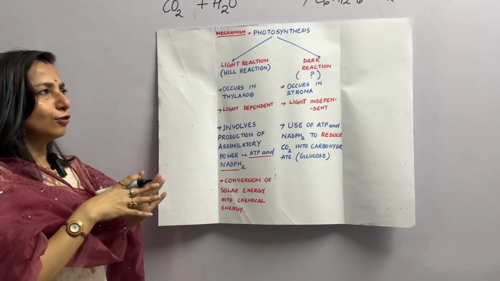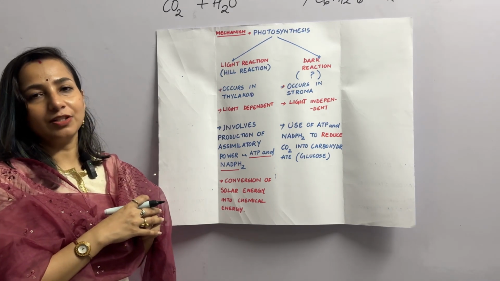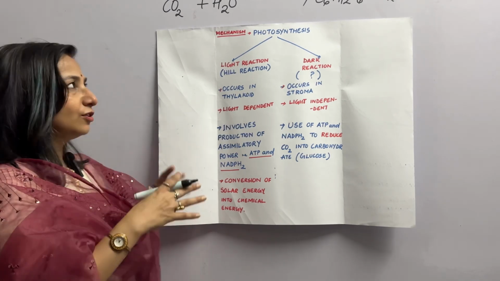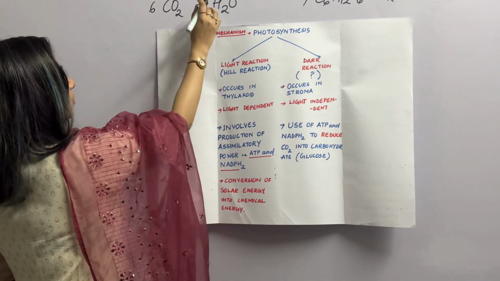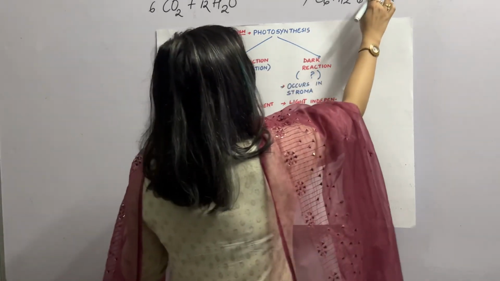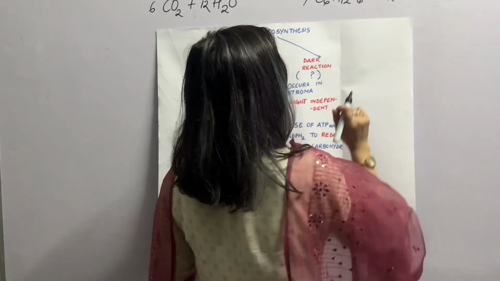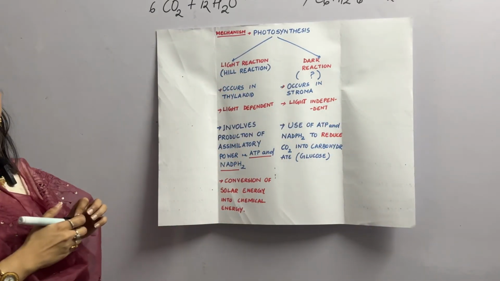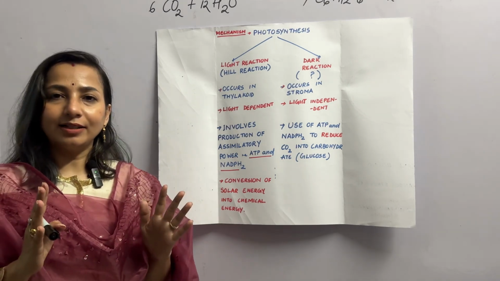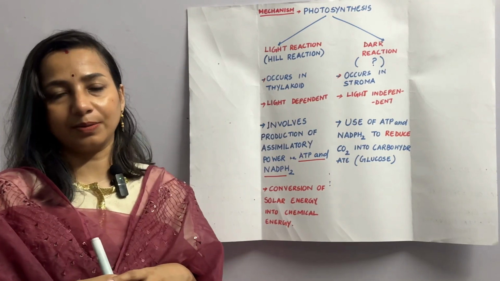But it took so many years to finally come to this conclusion, isn't it? There have been many scientists who were involved in studying the entire mechanism. Today we can write that 6 CO2 combines with 12 water to produce 1 molecule of glucose, 6 molecules of oxygen, and 6 molecules of water. Clear? But there is a history behind that. I will take that part in another video. The entire history we will discuss.